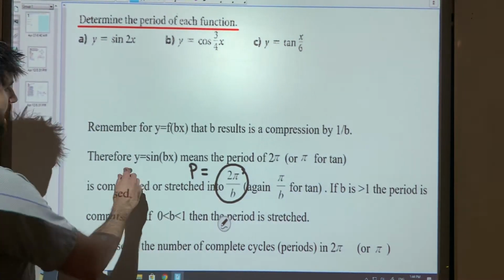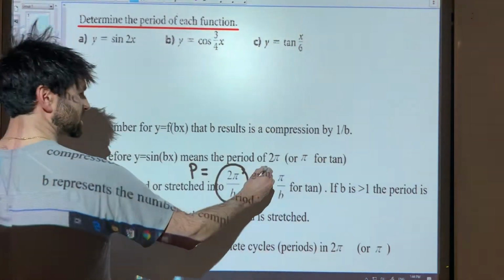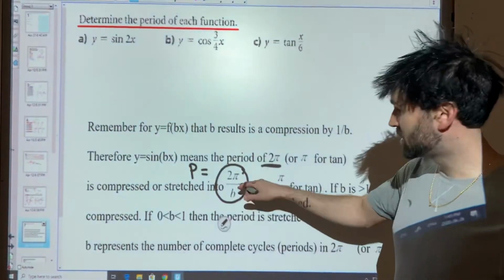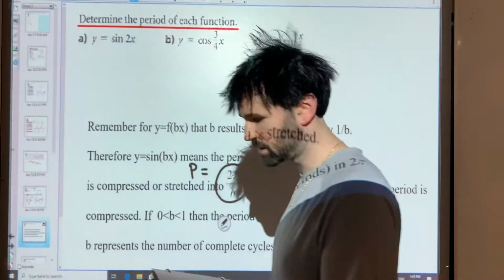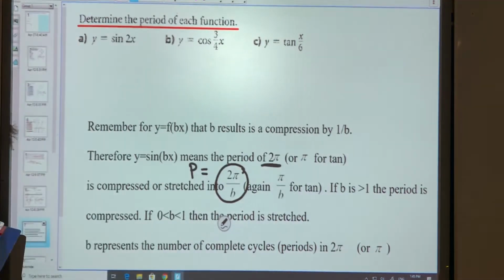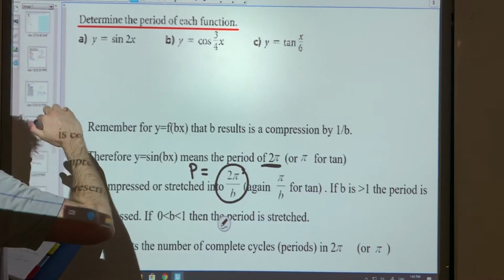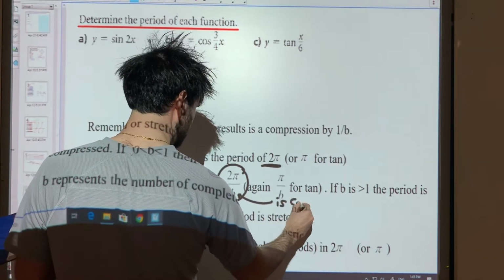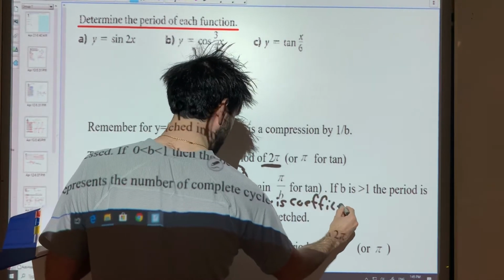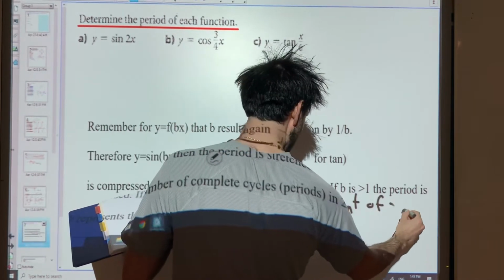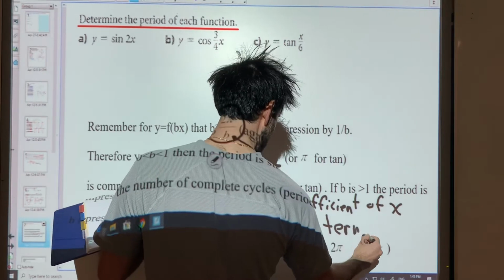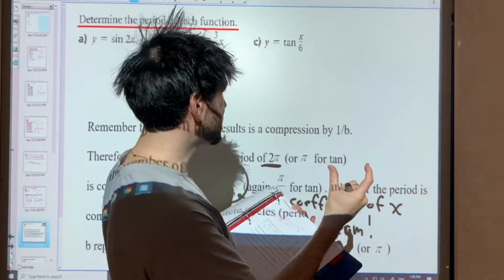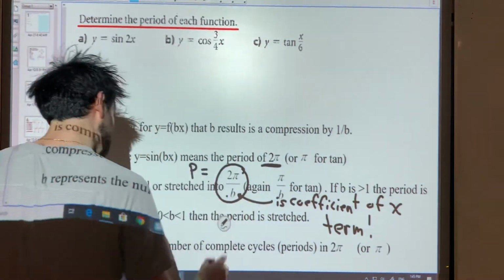I already said that the period of sine x and cos x is 2 pi. When you start doing transformations to them, the period is going to change, and this formula is going to help you figure out what the period is. I will point out, what's this b term? The b term is the coefficient of the x term. That is very important, and that is consistent with when we did transformations. Whatever the coefficient of the x term was, we called that b.